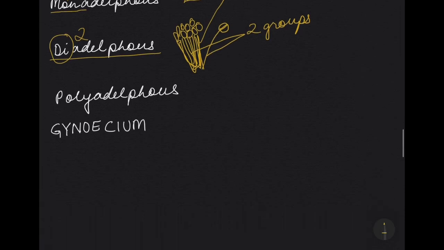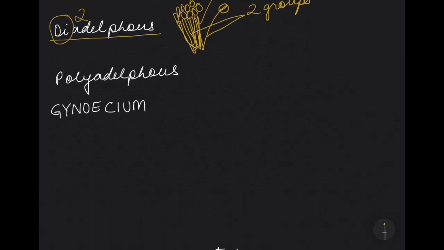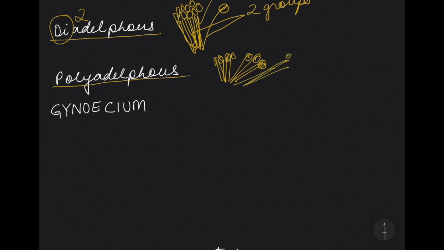Okay. So this is diadelphous, and polyadelphous means, poly means many. So this is one group. This is another group. Another group. Another group. Okay, many groups. The filaments are united in several groups. Example, bombax. Children, please remember the examples are very, very important.